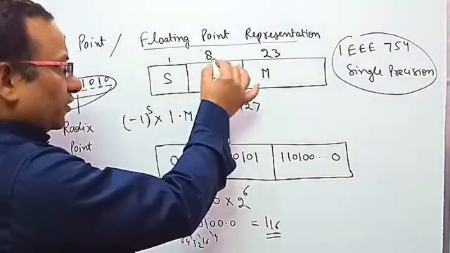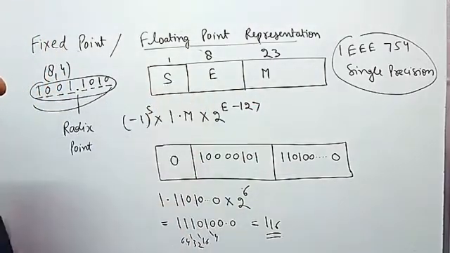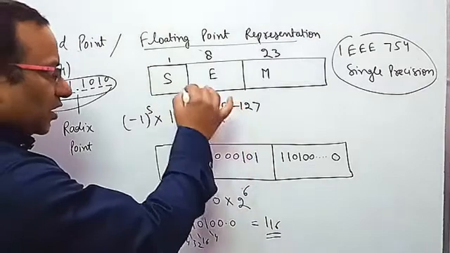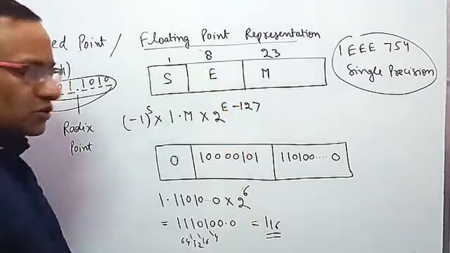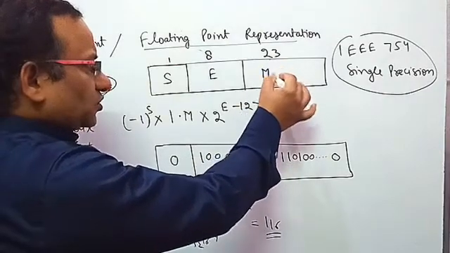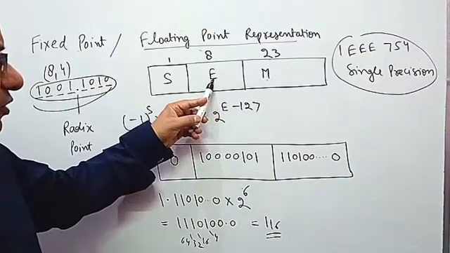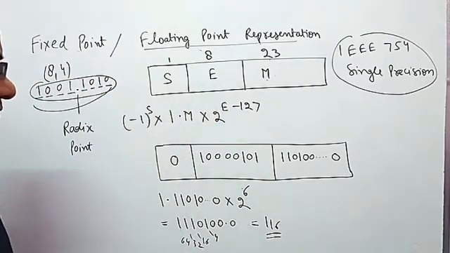Exponent: this exponent is 8 bits and the exponent is stored in excess 127. That is, the true exponent we can get after subtracting 127 from the stored exponent. And the remaining 23 bits are for the mantissa. So 23 bits for mantissa, 8 bits for exponent and 1 bit for the sign bit.